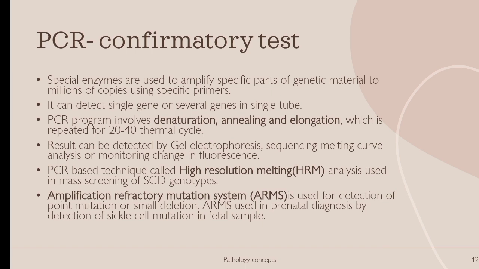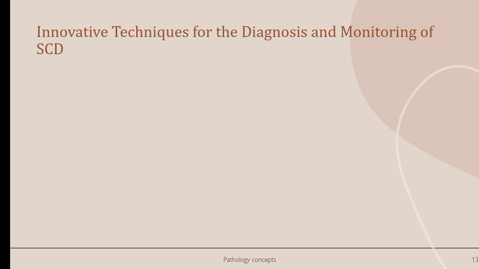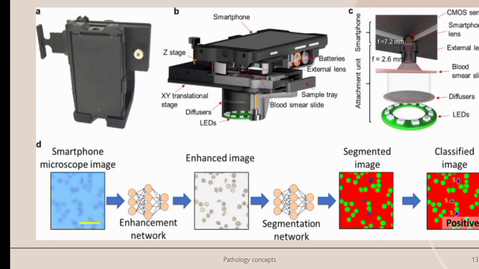Other techniques available are restriction fragment length polymorphism, also called RFLP, DNA microarrays, and next generation sequencing. Let us discuss the innovative techniques for diagnosis and monitoring of sickle cell disease. First is image processing techniques. Blood cell disorders can be classified based on different features like cell shape, central pallor, diameter, target flags, etc. These cells are classified based on the image features by using segmentation and artificial neural networks.